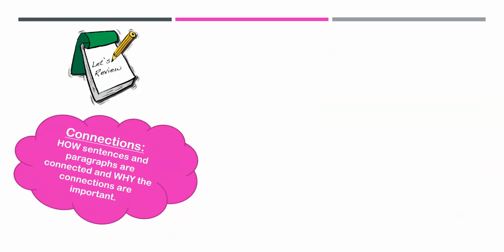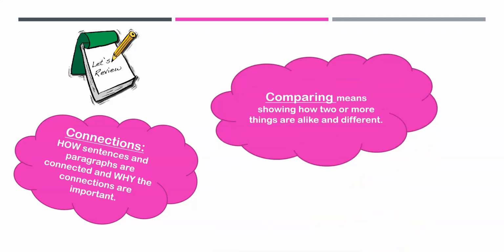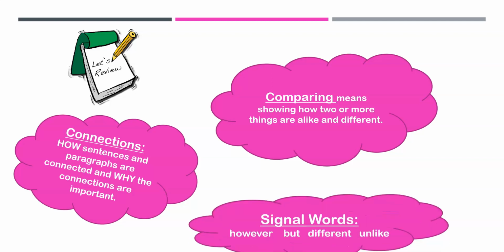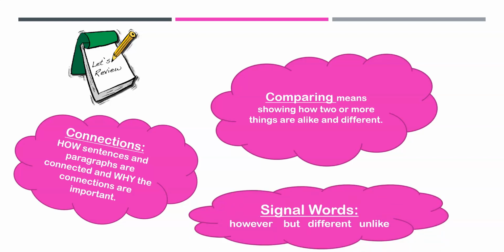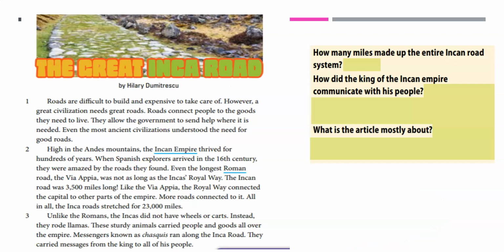Okay. So scholars, let's look and review our term of connections, how sentences and paragraphs are connected, and why the connections are important. Comparing means showing how two or more things are alike and different. Our additional signal words are however, but, different, or unlike. Be sure to jot down these signal words to help you when you're framing your responses.